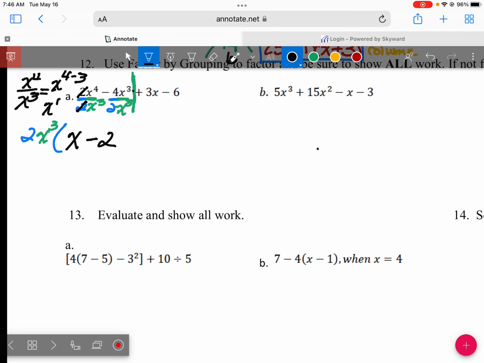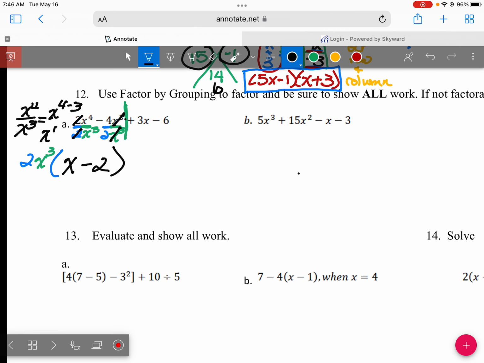And x to the 3rd divided by x to the 3rd simplifies out. So that's the factoring for the first 2 terms only. Just the first 2. So now we look at the last 2. I have 3x minus 6.